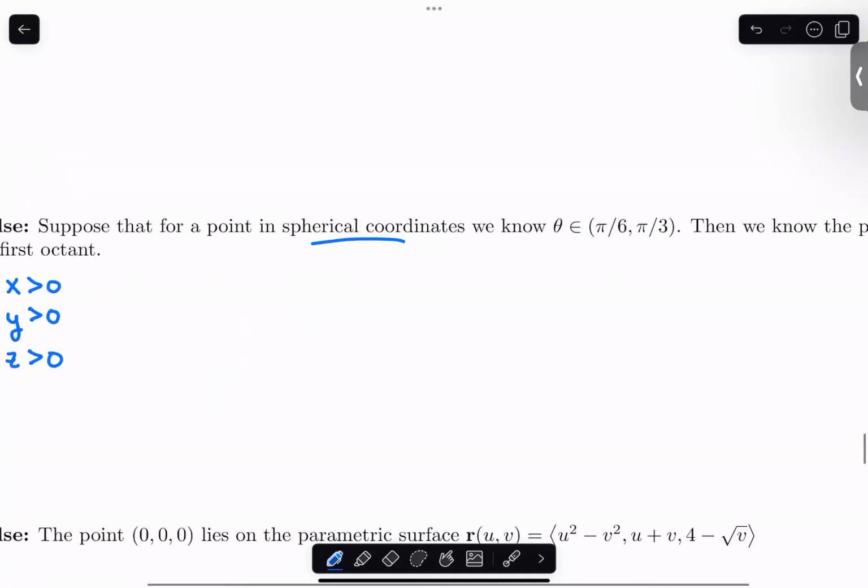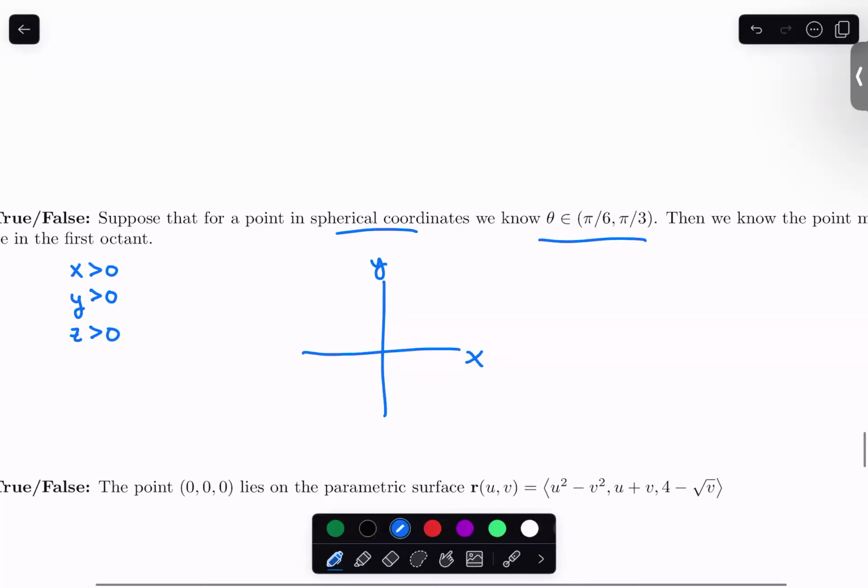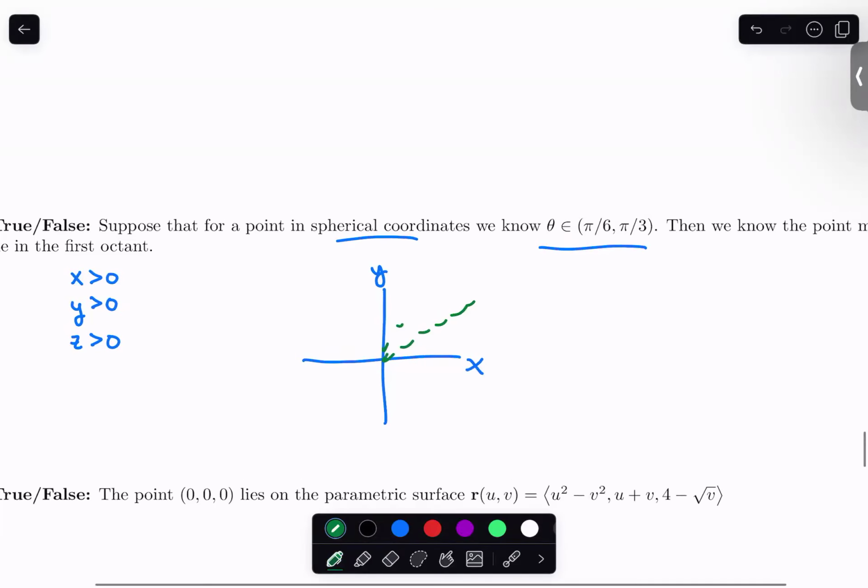Now, we're given some information that theta must range between pi over 6 and pi over 3. Graphing things in 3D is difficult, so whenever possible, I like to start graphing things in 2D. Theta is the same theta from cylindrical, and it's the same theta from polar. So theta is just the classic theta that we know and love. If you put this in the XY plane, pi over 6 is 30 degrees, and pi over 3 is 60 degrees. So it needs to lie somewhere over here.